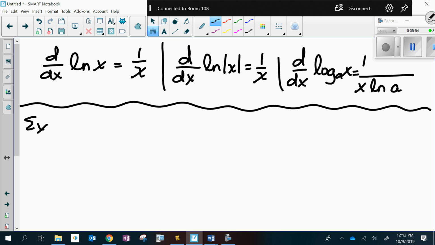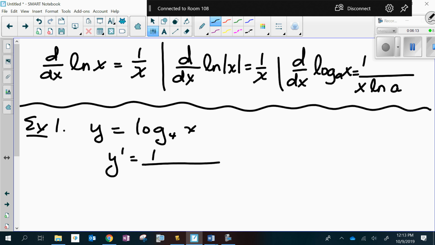Let's try some examples here. We'll start real simple. y equals log base 4 of x. What's y prime? I'm going to use that third one. So it's 1 over x ln 4. And this is x times ln 4, in case you're wondering. And I'm done with it. That's it. So that's real simple.